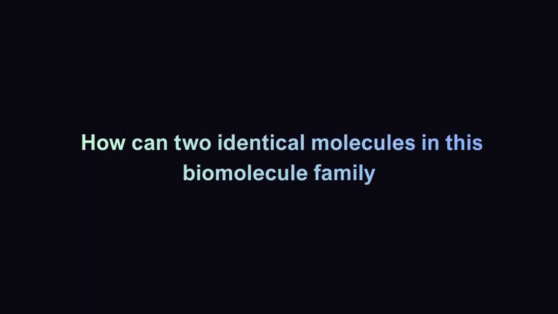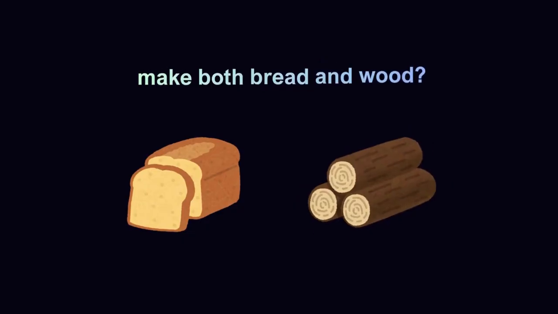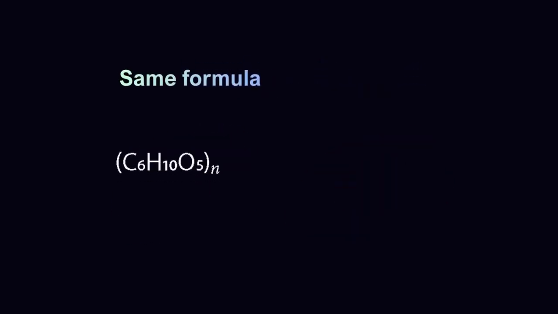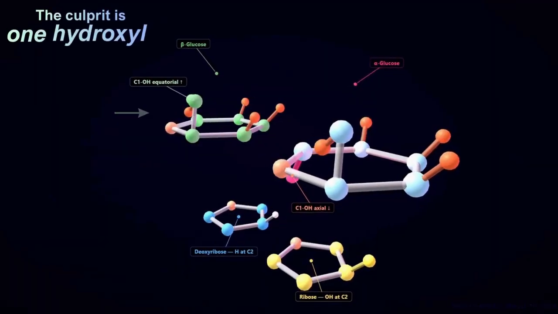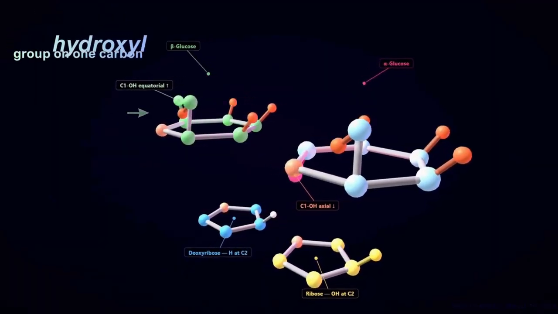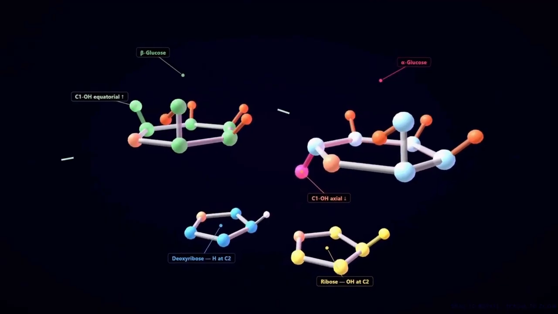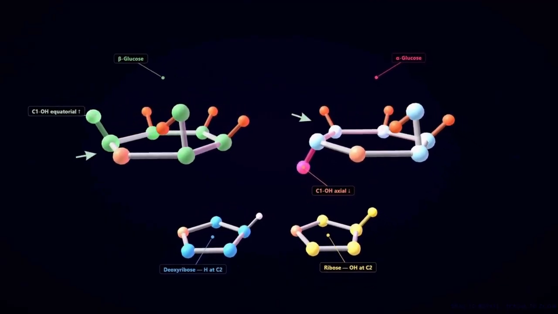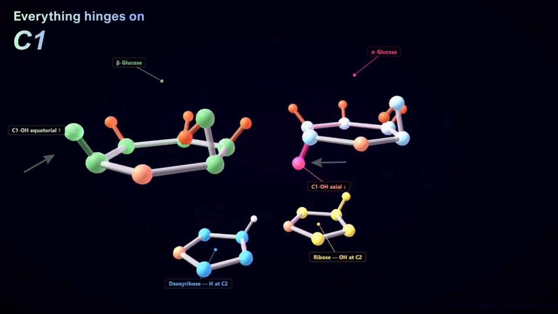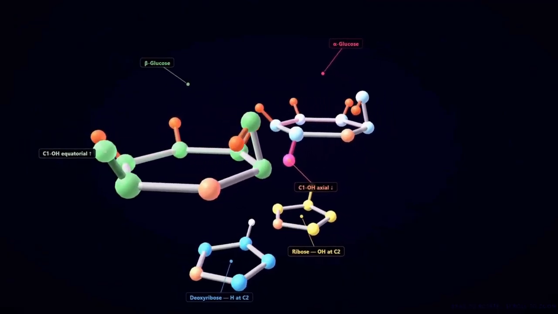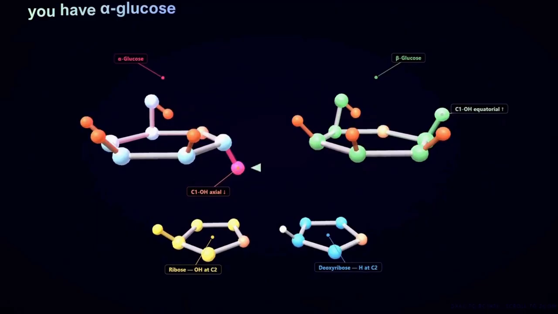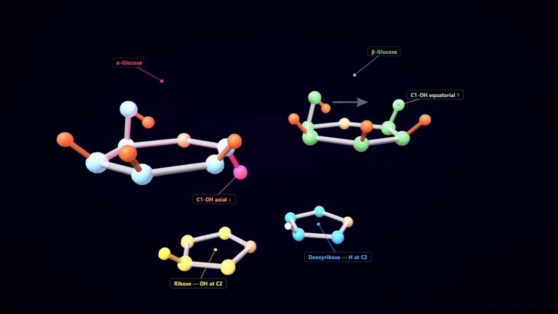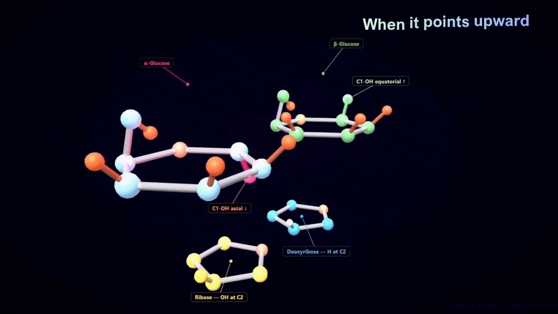How can 2 identical molecules in this biomolecule family make both bread and wood? Same formula, same atoms, completely opposite consequences. The culprit is 1 hydroxyl group on 1 carbon. Glucose in solution coils into a 6-membered pyranose ring. Everything hinges on carbon 1, the anomeric carbon. When the C1 hydroxyl points downward, you have alpha glucose. When it points upward, you have beta glucose.